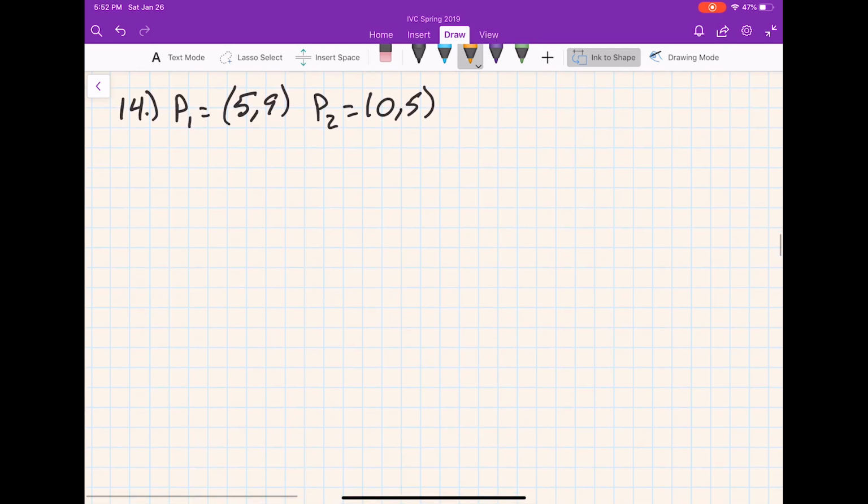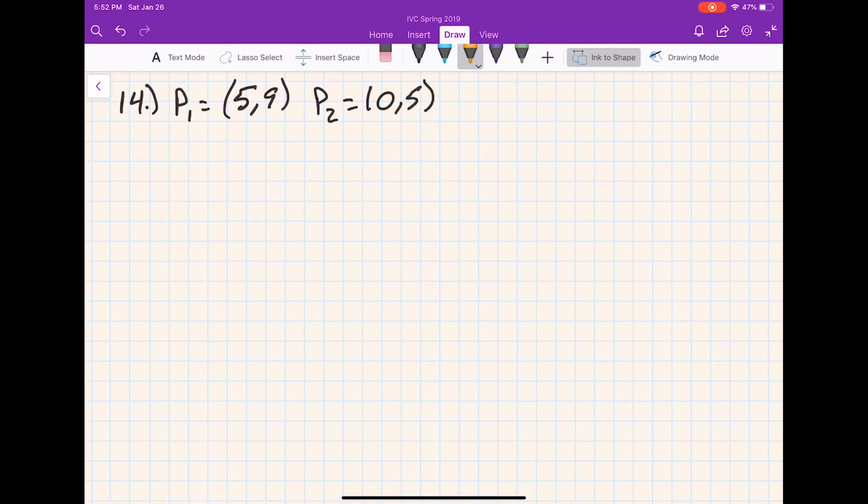So number 14. It's again the same thing. So just do that. Find our slope. 5 minus 9 over 0 minus 5. This is where I'm getting my numbers from, and that is for this portion. So for the top, we're going to get 4 minus 4, and then a minus 5 on the bottom. So this ends up being plus. 2 negatives equal a positive, so we got 4/5.